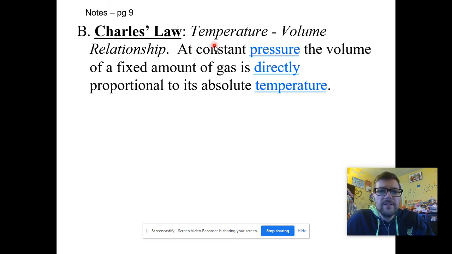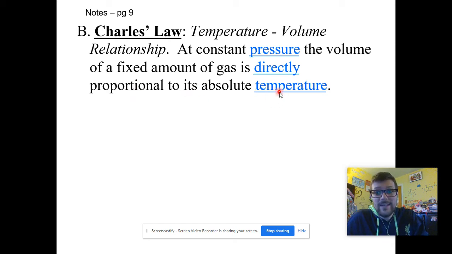So Charles' Law is the relationship between temperature and volume. I remember it as Charles starts with the same letter as Celsius, which is what we measure temperature in. But this law simply says that at a constant pressure, the volume of a fixed amount of gas is directly proportional to its absolute temperature.